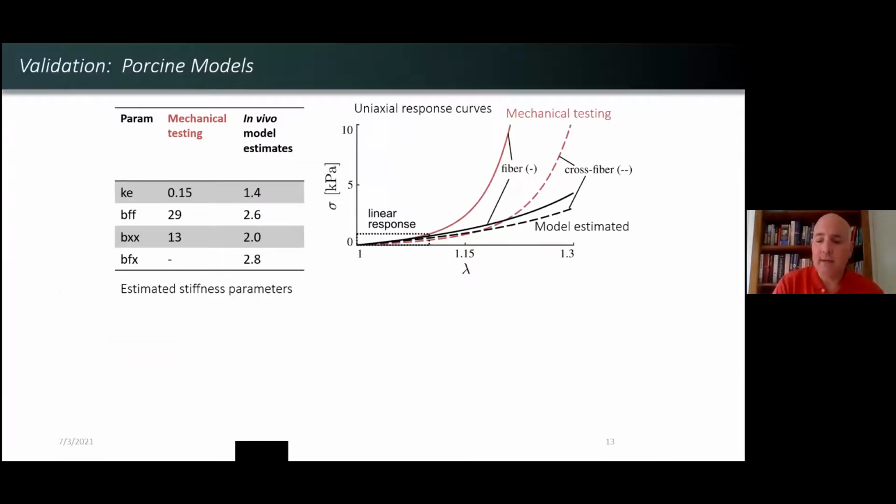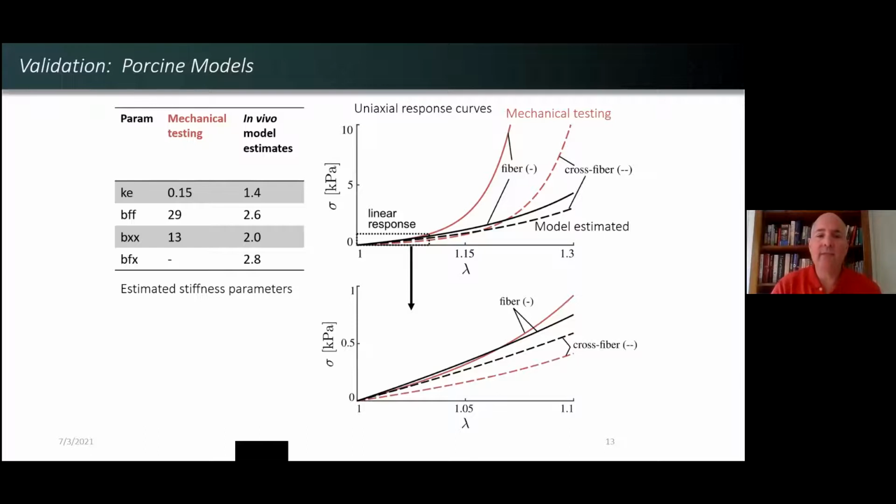When we do that, what we find is that if we estimate the parameters using the in vivo estimates, then we get a set of parameters. If we do it in the same set of animals, and we do mechanical testing, we get a different set of parameters. And you can see right off the bat that these are different by about an order of magnitude. And these are the curves over here. And you can see if you look at them on a larger scale, they are quite different. And that, of course, is a bit concerning.